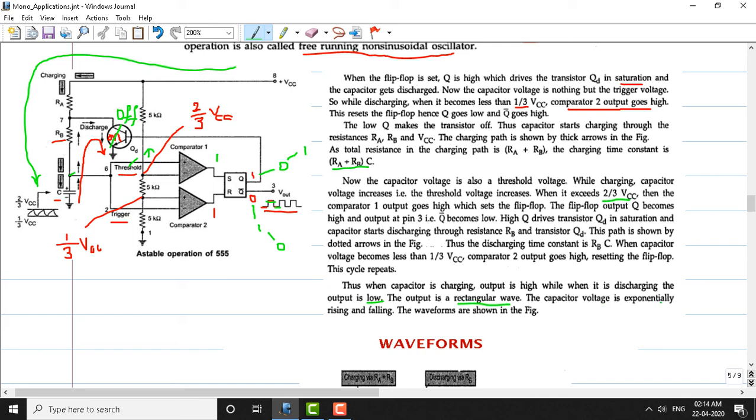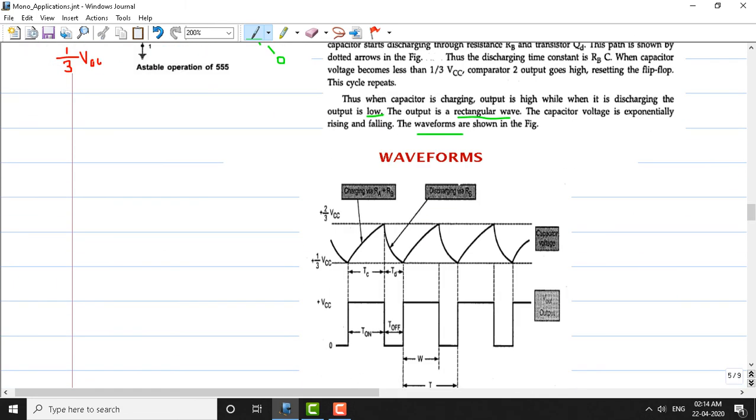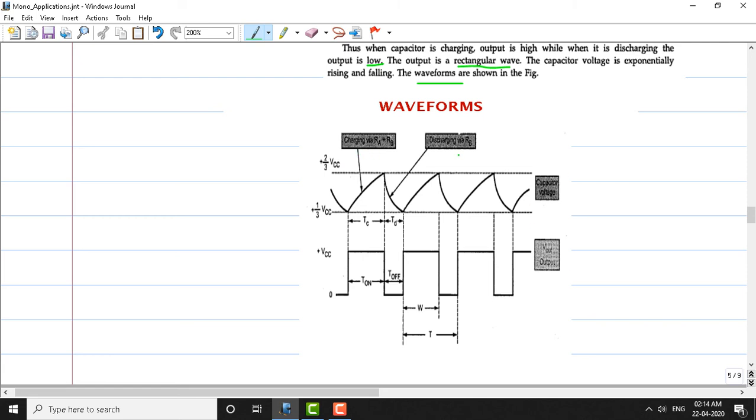The capacitor voltage is exponentially rising and falling. So the waveforms are shown in the following here. You can see here these are the waveforms of an astable multivibrator. The first waveform is nothing but the capacitor voltage waveform here.